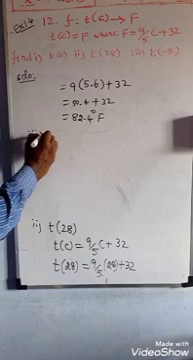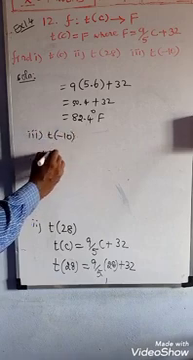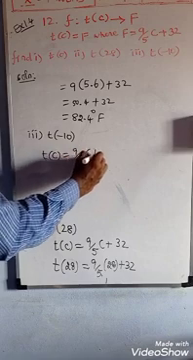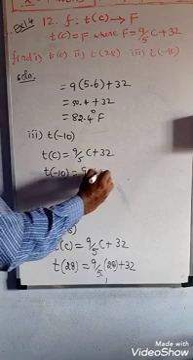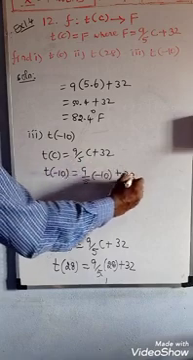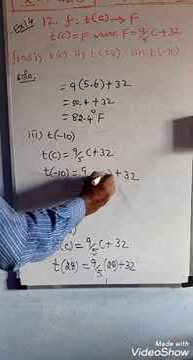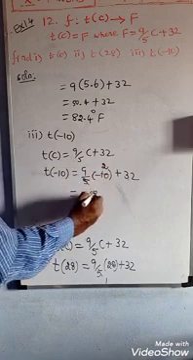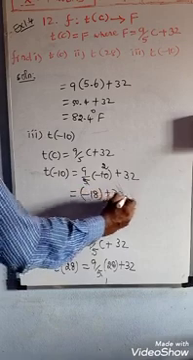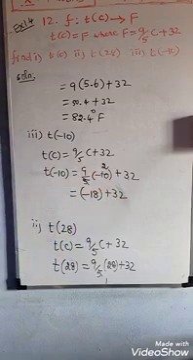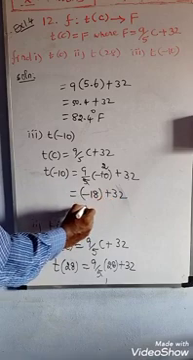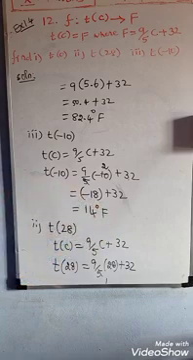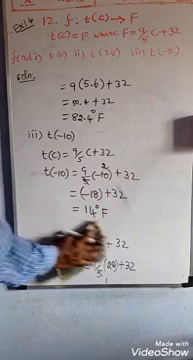Then the third point, T of minus 10. We already know T of C is equal to 9 by 5 C plus 32. So instead of C, minus 10. So 9 by 5 of minus 10 plus 32. Cancel: 5 ones are 5, 5 twos are 10. So 9 twos are minus 18. Minus 18 plus 32. You should subtract: 32 minus 18, remaining 14 degree Fahrenheit.